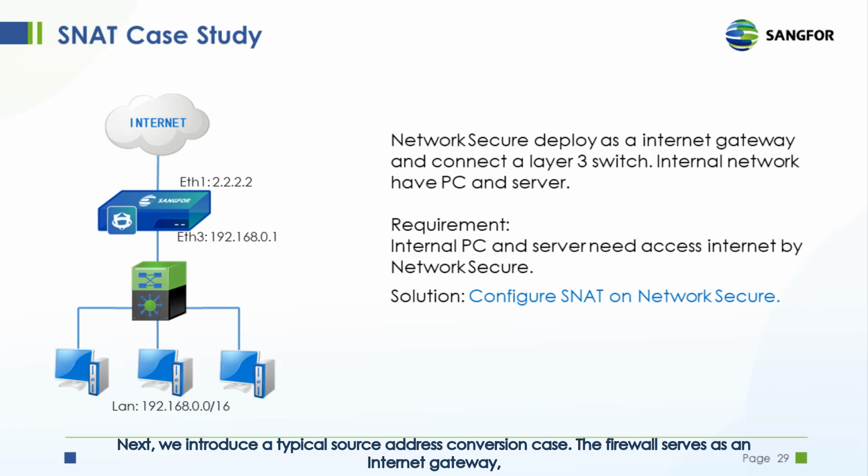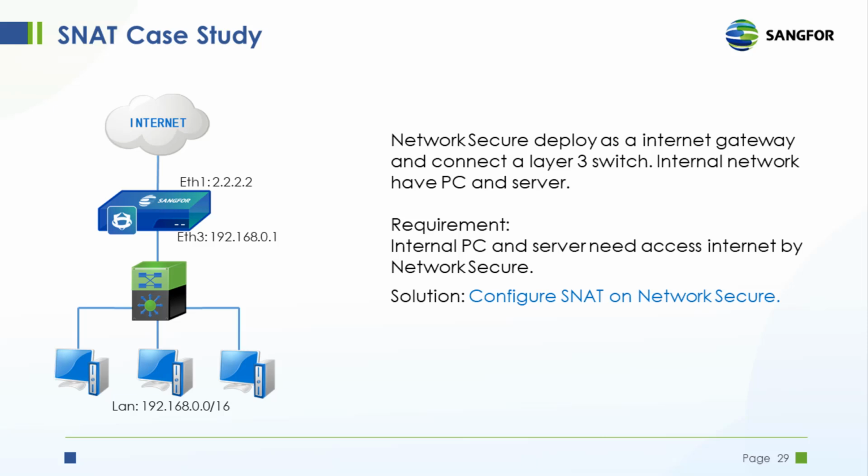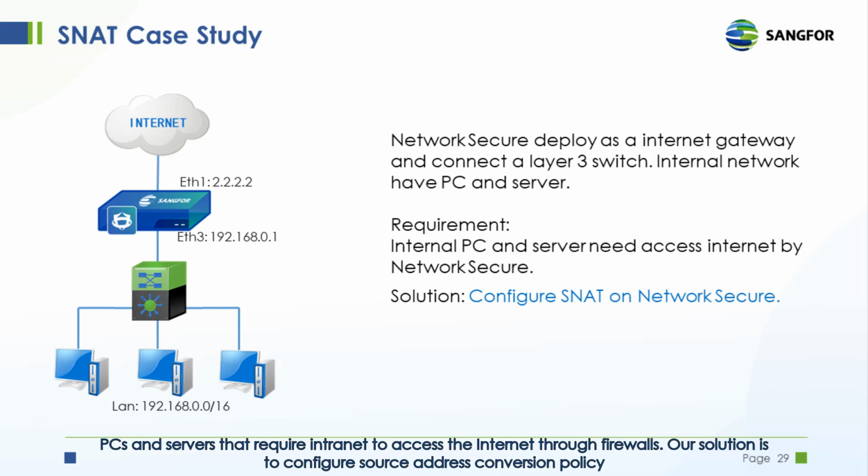Next, we introduce a typical source address conversion case. The firewall serves as an internet gateway and is connected to a layer 3 switch at the same time. The intranet has a PC and a server. PCs and servers that require intranet to access the internet through firewalls. Our solution is to configure source address conversion policy.